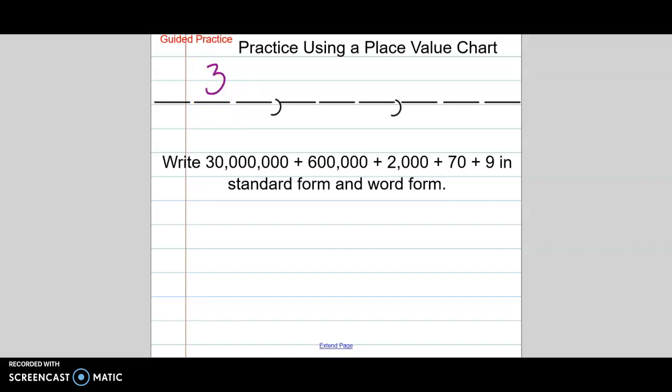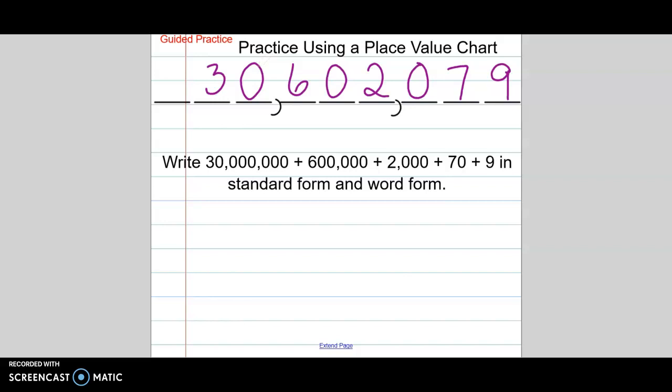So I'm going to put a 3 in the 10 million spot. We also have 600,000, so I'm going to put a 6 in the 100,000 spot. There's 2,000, so 2 in the 1,000 spot, 70, 7 in the 10 spot, and 9. The rest of it, they didn't give us a value for anything else. So I don't have any hundreds, I'm going to put a 0 in there. It didn't show any 10,000, so I'm going to put a 0 in there. And it didn't show any millions, so I'm going to put a 0 in there. So now we have standard form.